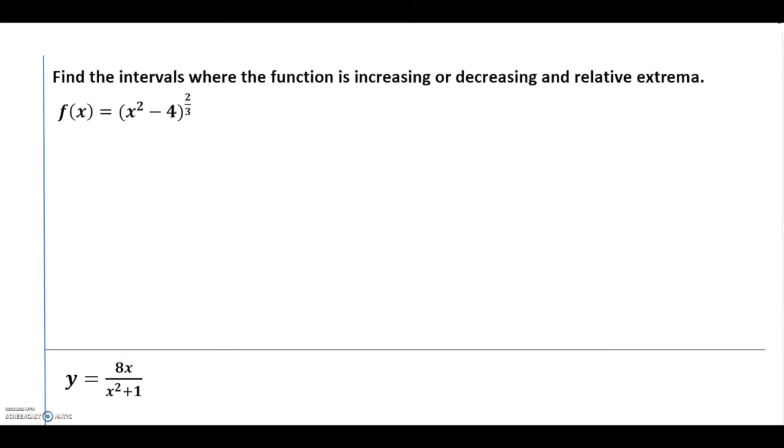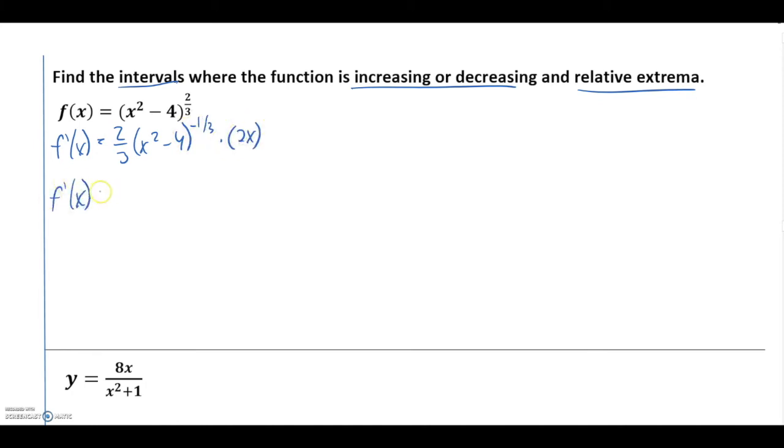But now we move on to the big problems that we should be able to answer for any function. Finding intervals of increase, decrease given a function, and relative extrema, because all this information comes from the first derivative. So starting with f of x equals x squared minus 4 quantity raised to the 2/3 power, f prime of x would be 2/3 times x squared minus 4 to the negative 1/3 times 2x. And getting that a little bit simpler, we'll get 4x over 3 times the cube root of x squared minus 4.